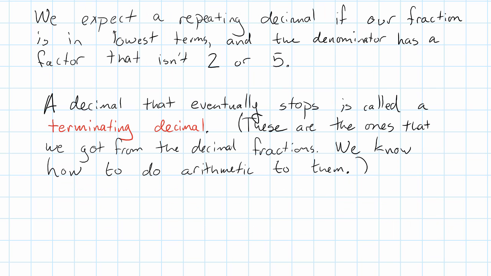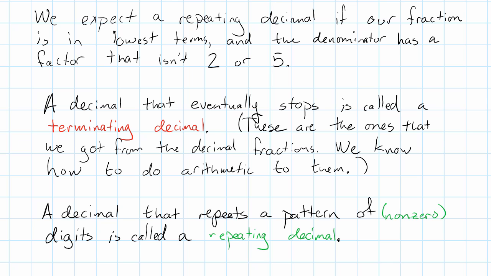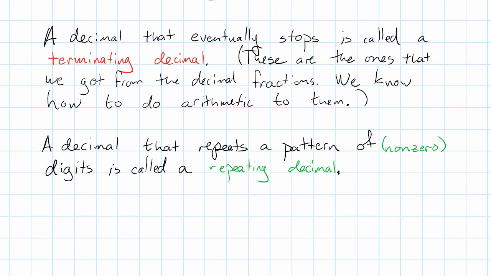The decimals that repeat, a decimal that repeats a pattern of non-zero digits is called a repeating decimal. Technically, the terminating ones we could think have zeros going on forever, but that's boring. So a decimal that eventually repeats is a repeating decimal.